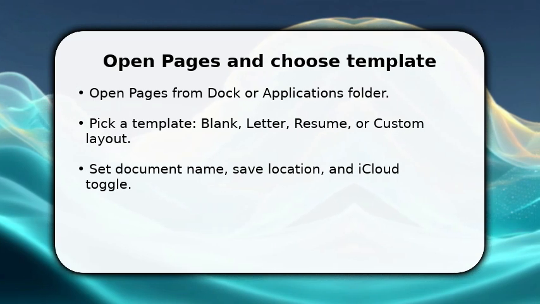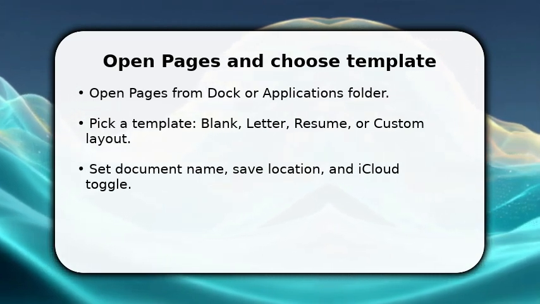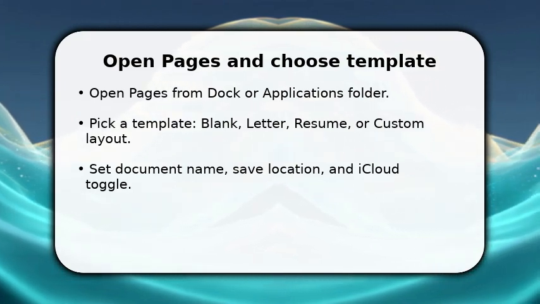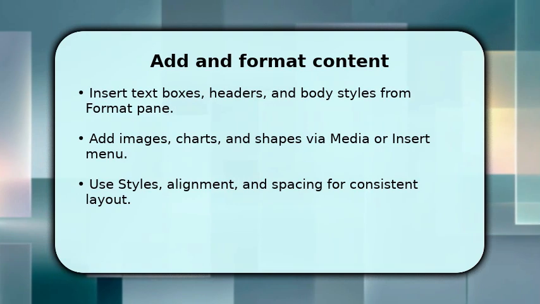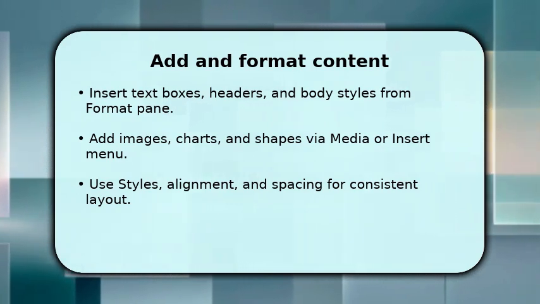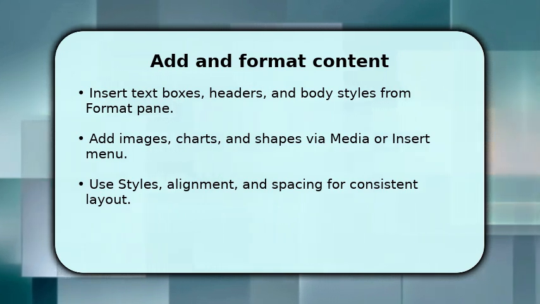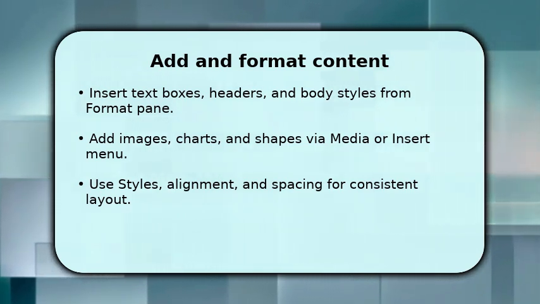Now scan the toolbar. You'll use Format, Arrange, and Media. These are your primary controls to insert text, images, and layout blocks. You'll add content by typing directly or inserting text boxes for flexible placement. Use the Format sidebar to apply paragraph and character styles so your headings stay consistent.